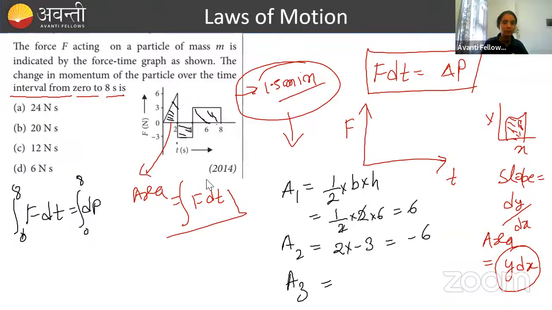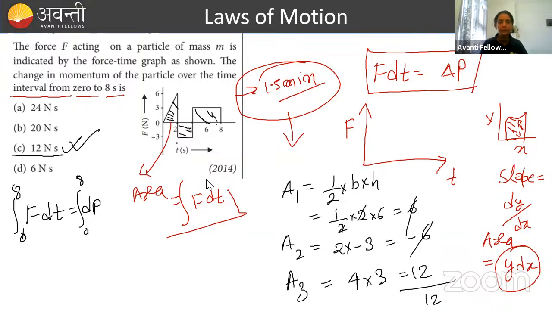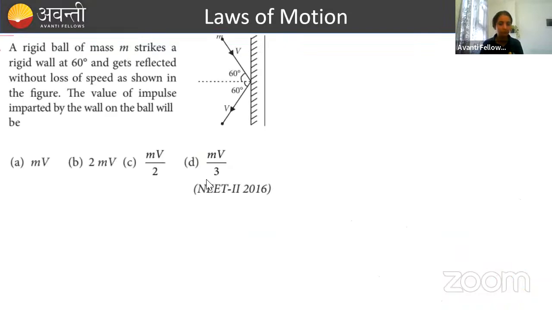Now you calculate A3. A3 is also a rectangle. 8 minus 4, that is your 4, into this is your 3, so 12. If you add the whole area, this will get cancelled, and only the total value of the area under the curve from 0 to 8 seconds is how much? It is 12. Done. So the answer will be 12 Newton second. So this is your correct answer. This is how we calculate change in momentum or impulse.